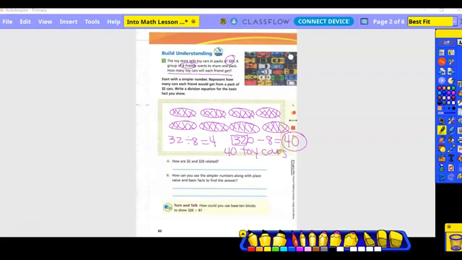Okay. Letter B. How can you use simpler numbers along with place value and basic facts to find the answer here with our box, right? Okay. And then, of course, we got our answer to be 40 toy cars.